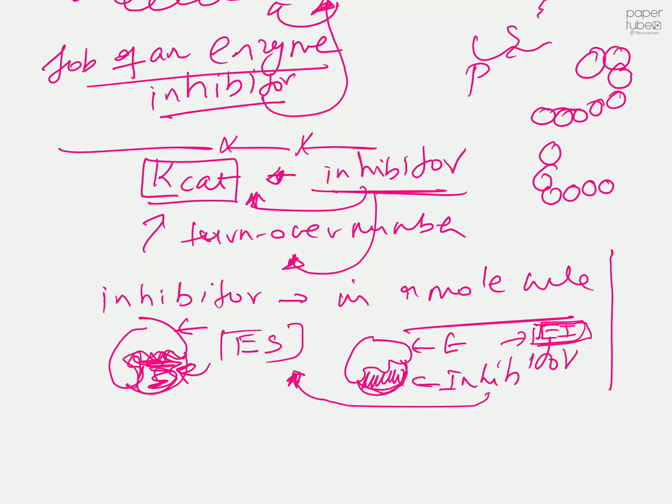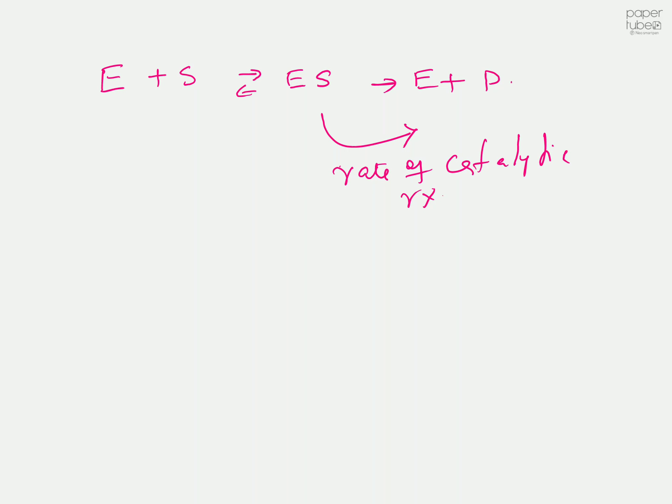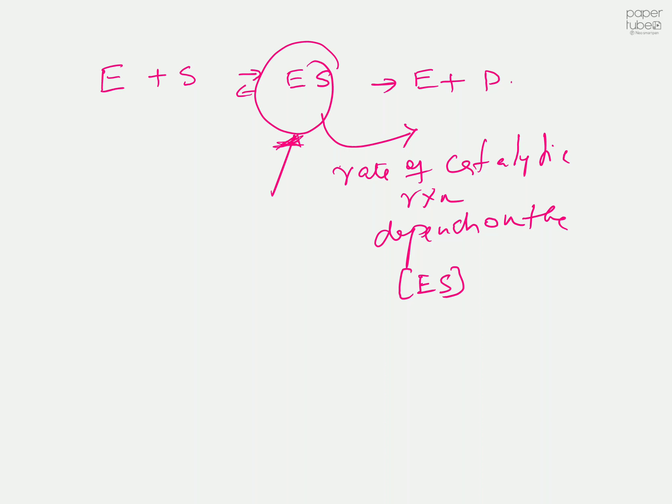So why do I talk about molecules and structures? I hope you all remember Michaelis-Menten kinetics. The enzyme substrate complex goes to enzyme plus products. So the rate of reaction, or the rate of the catalytic reaction, depends on the concentration of the enzyme substrate complex, which is this one. So if you manage to decrease the concentration of the enzyme substrate complex, then naturally you are going to decrease the rate of the reaction.